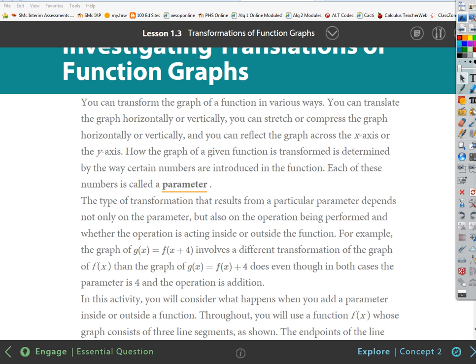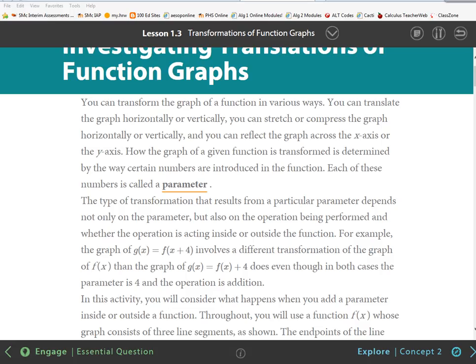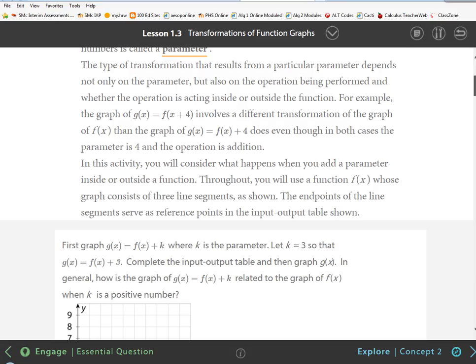Let's have a look here. All right, I'm just looking at the interactive lesson for section 1.3. So you can go see this very same thing. This is the student version of it right here. So the first parameter we're going to look at is k. Okay, what happens if we pick a value for k?